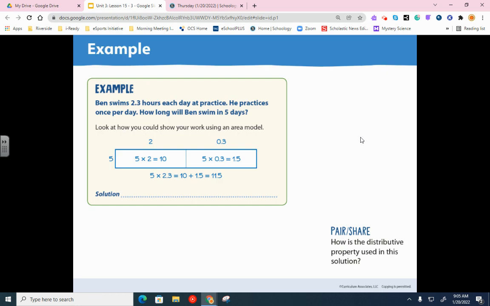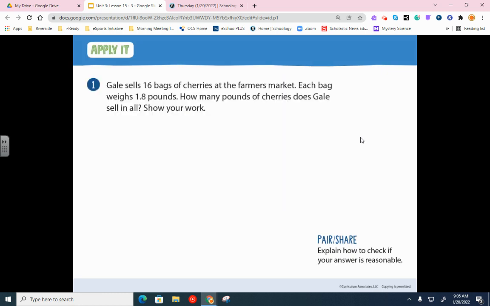And let's just jump right in. We're going to skip this question because it's already solved for us. All right. And we'll do most of these. There's not really that many examples for this. So Gail sells 16 bags of cherries at the farmer's market. Each bag weighs 1 8/10 pounds. How many pounds of cherries does Gail sell in all? Show your work. So since order doesn't matter, we can put any number here in any order, top or bottom. I like to put 16 up top here because it's technically larger than 1 8/10, but again, it doesn't matter.